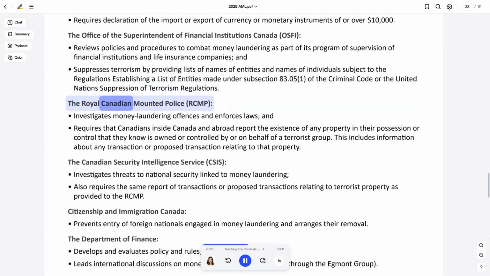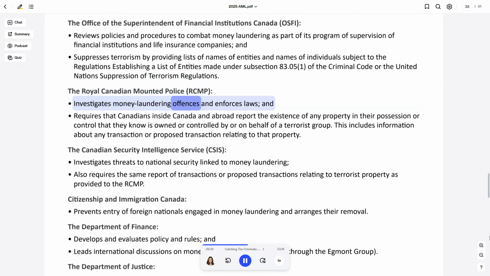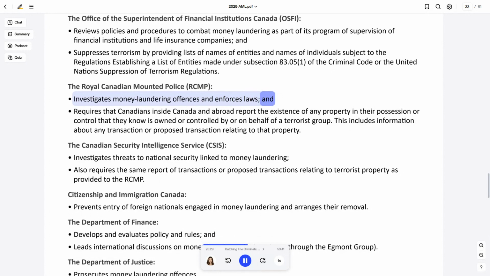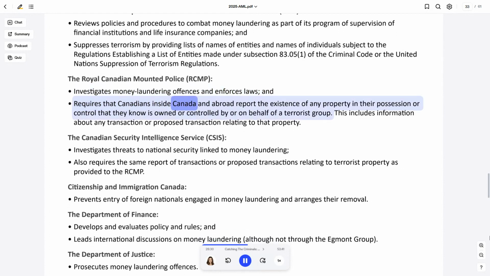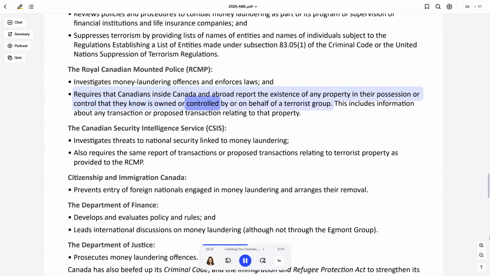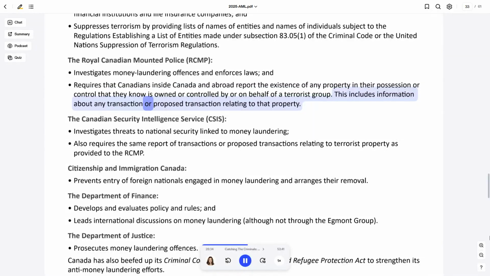The Royal Canadian Mounted Police (RCMP) investigates money laundering offences and enforces laws that require Canadians inside Canada and abroad to report the existence of any property in their possession or control that they know is owned or controlled by or on behalf of a terrorist group. This includes information about any transaction or proposed transaction relating to that property.